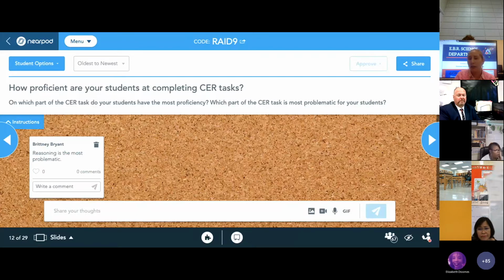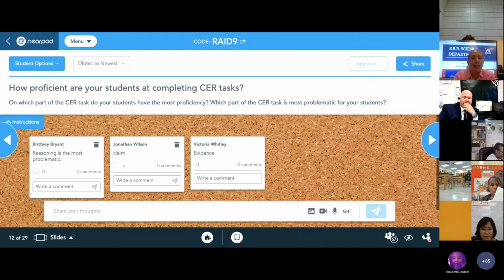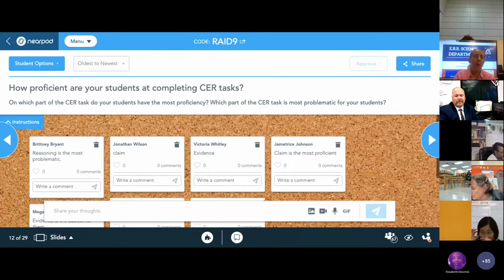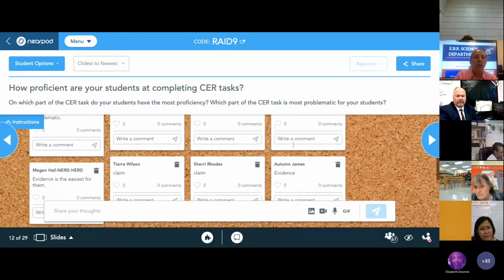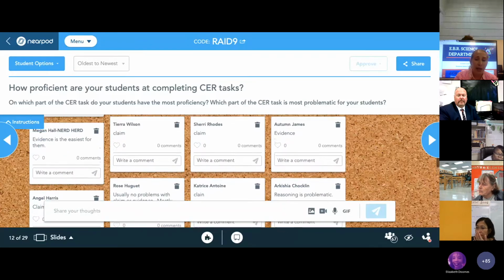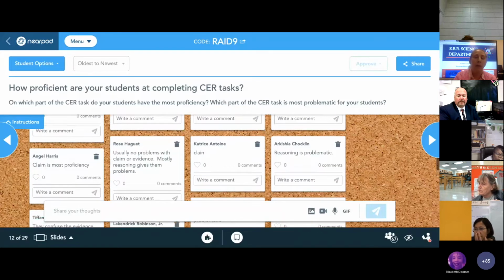Are they best at stating the claim? Are they best at finding evidence? Are they best at coming up with the reasoning, saying why the evidence supports the claim, and what's most problematic? And most people say that claim is where their students are going to have the most proficiency. And I put evidence is the easiest, but most people are telling me the same thing. Reasoning is the most problematic.